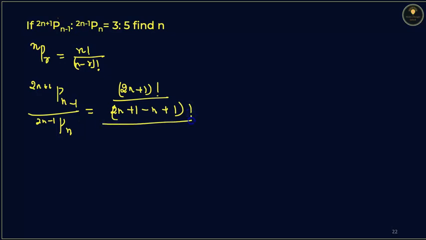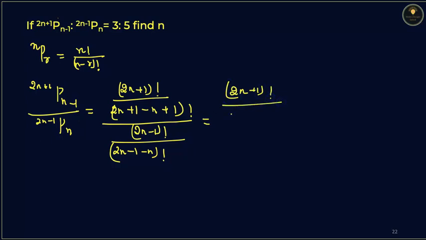And here in the denominator you will write the value as (2n minus 1) factorial upon (2n minus 1 minus n) factorial, and everything will turn out to be (2n plus 1) factorial, and in the denominator you will write the value as (n plus 2) factorial, and here you will write (2n minus 1) factorial, and here you will write (n minus 1) factorial.